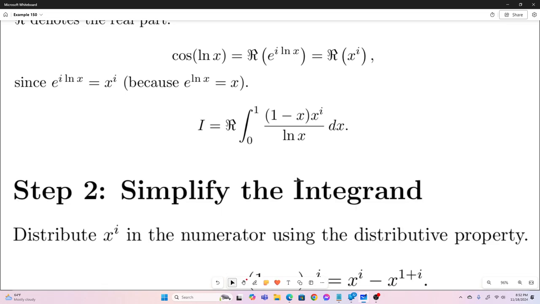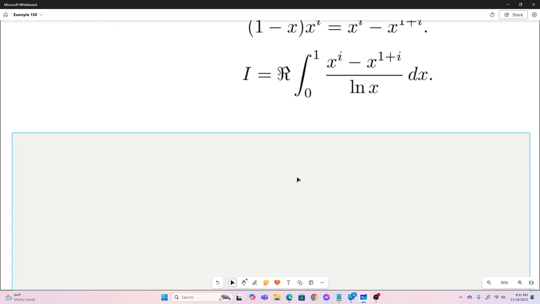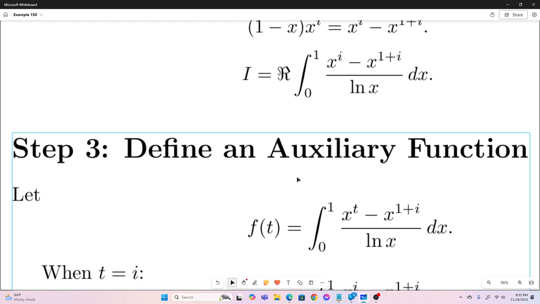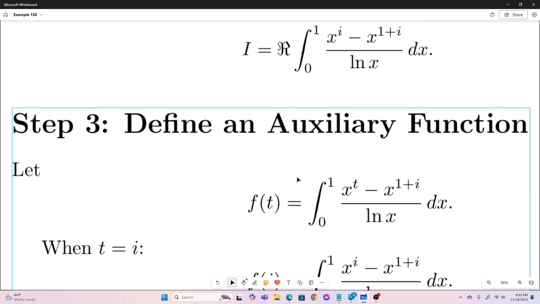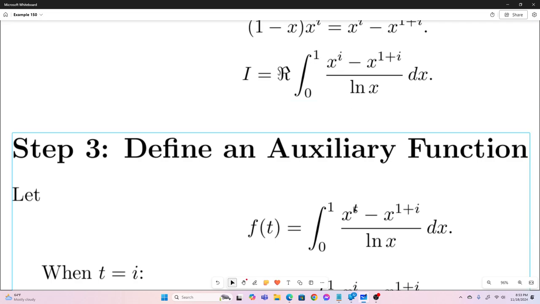Next, let's just simplify this a little bit. Basically, I'm just distributing that x to the i. All right, the next part, we are going to define a function of t that resembles our integral, just replacing this i right here with a t. And of course, we're not taking the real part of this yet. We will do that after we find out what this integral evaluates to.